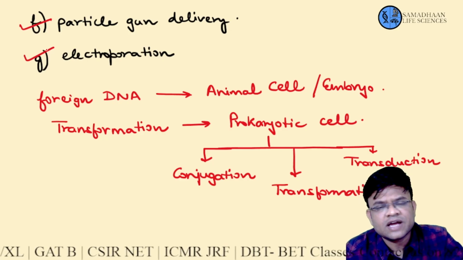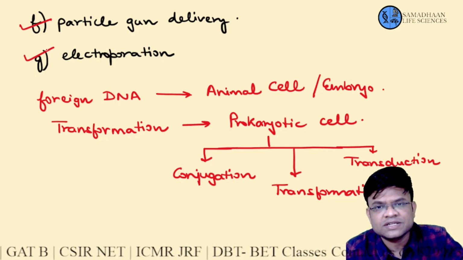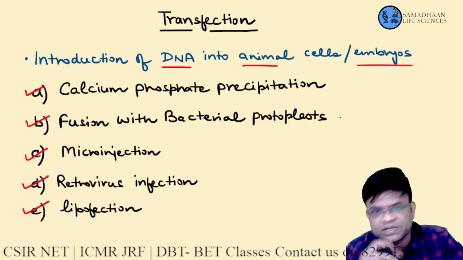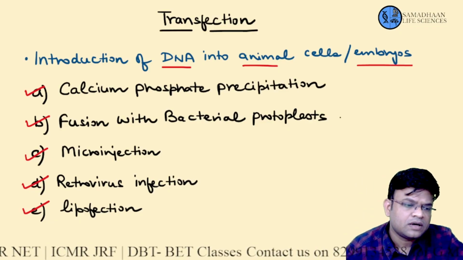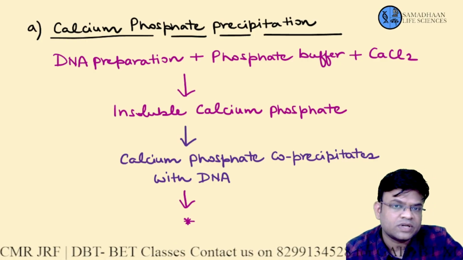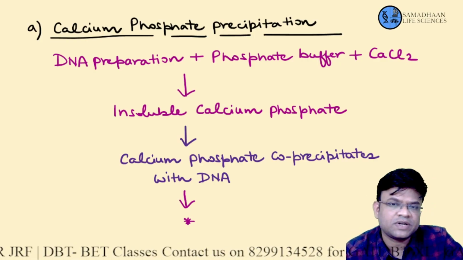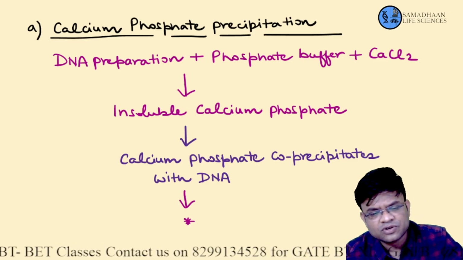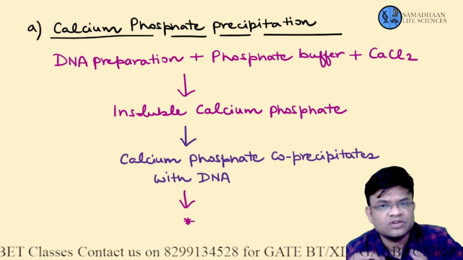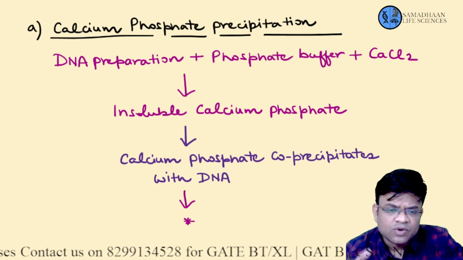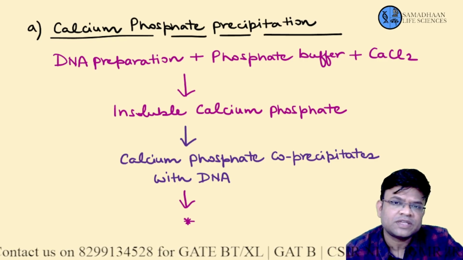In today's lecture, I would be restricting my discussion to the first method, that is the calcium phosphate precipitation method. Now, let us come to the topic that I want to discuss today, the calcium phosphate precipitation method. I would be showing you certain diagrams also, and giving you the flowchart of how this is done. So, how is the calcium phosphate precipitation method performed?